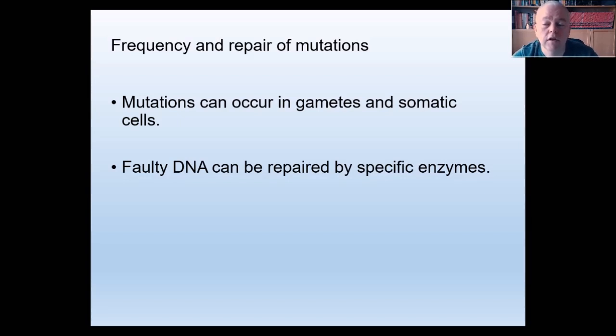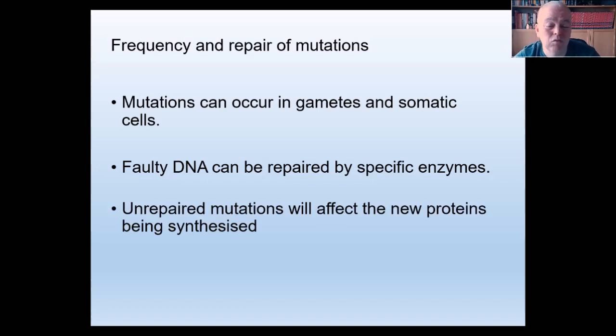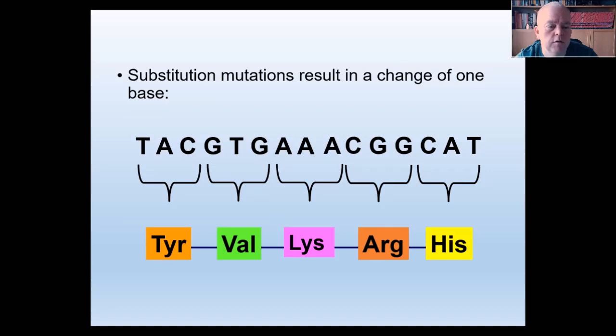And if we don't have any of these mutations corrected, it can lead to significant problems with the production of new protein, and that's what we're going to focus on in particular. What happens when our unrepaired mutations go through the translation process and what those consequences might be. So let's start with looking at perhaps the easiest type of mutation, which is our substitution mutation. We're going to focus on just one single base change.